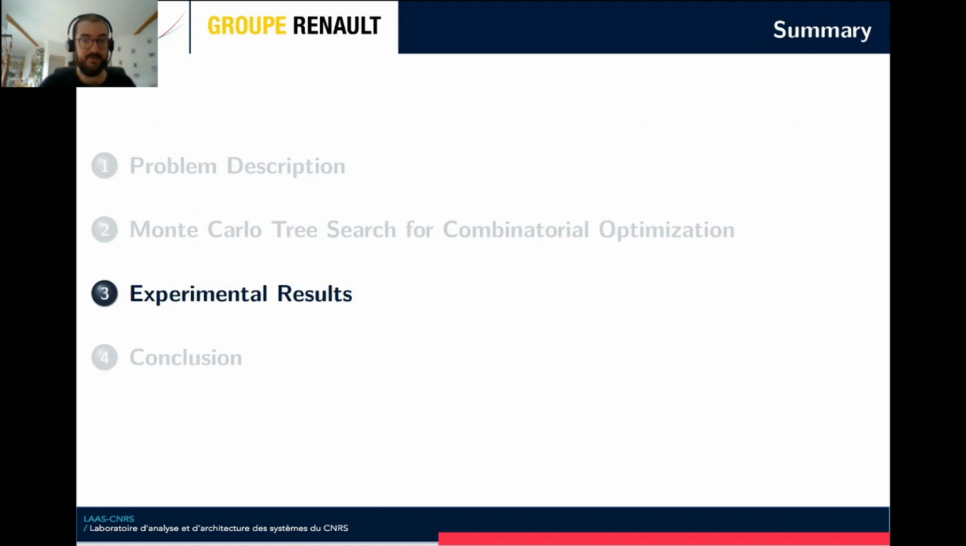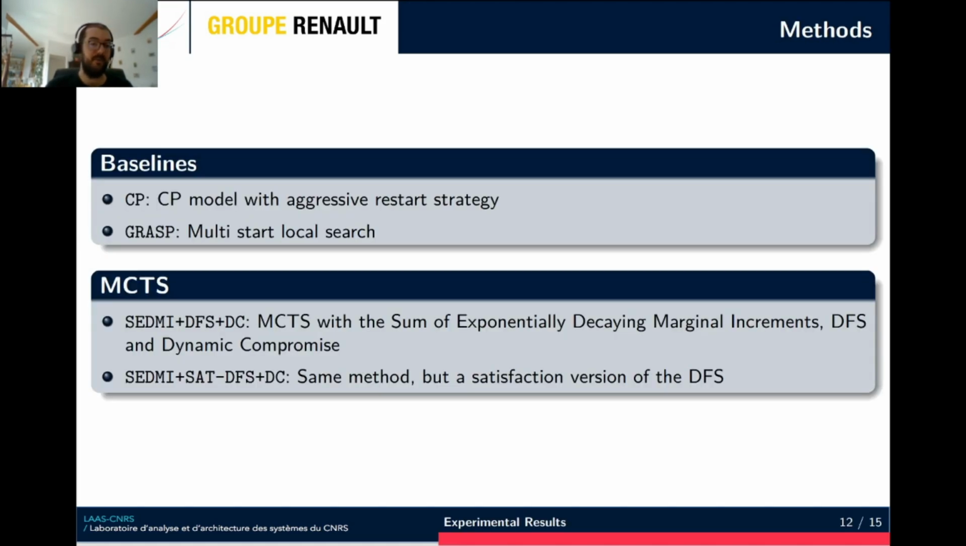Okay, so we did some experiments and we compared different versions of the algorithm with the result of previous work. So our baseline is made of 2 algorithms. The first one is a CP model which deals with the satisfaction version of the problem. And the second one is a multi-start local search. And both methods use the same heuristic based on the 4 criteria.